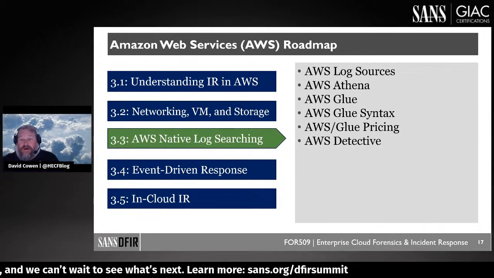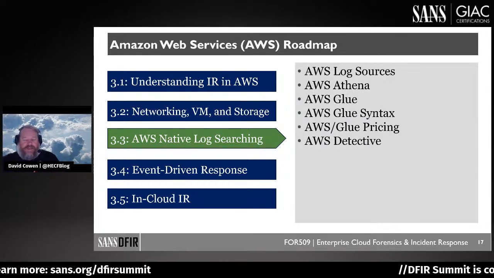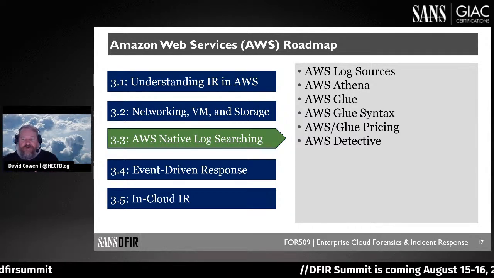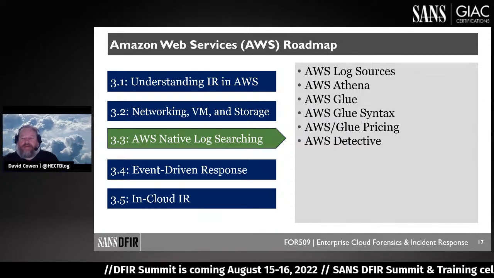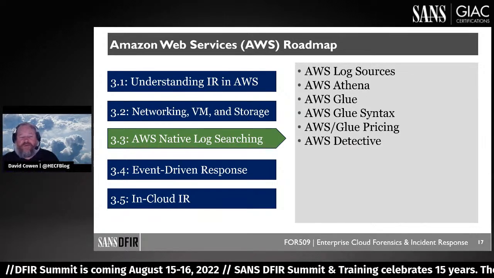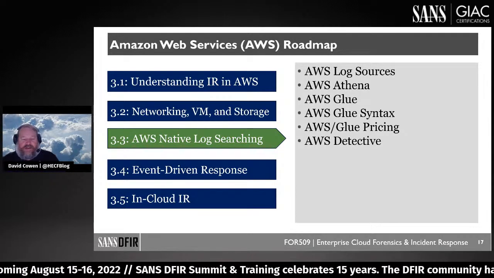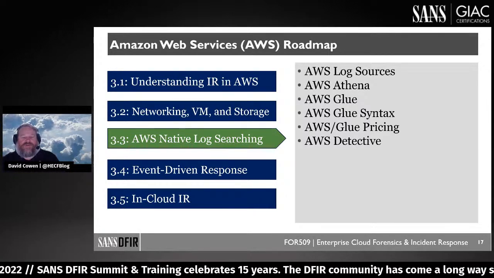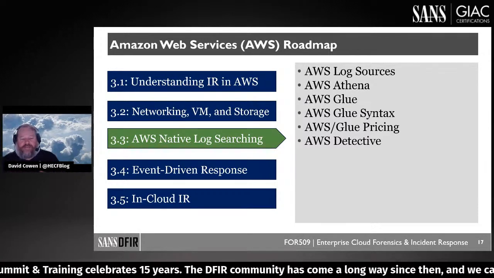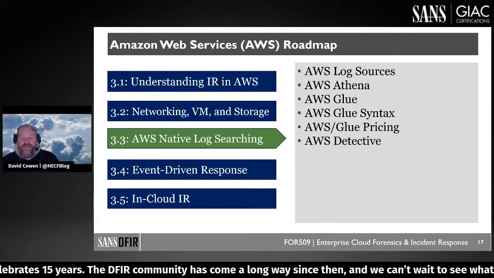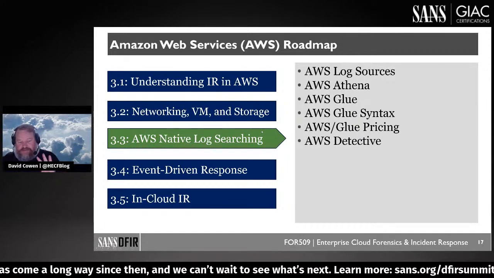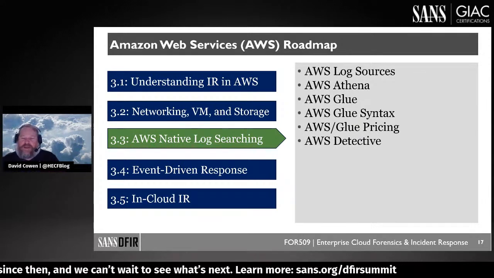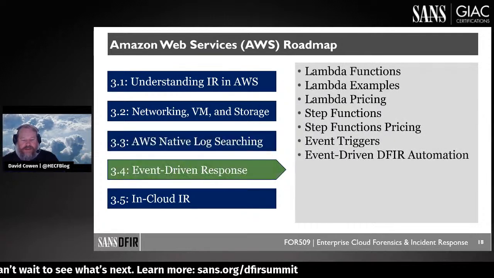We have a whole section on AWS native log searching. So talking about Glue and Athena, breaking down and a refresher of all your AWS log sources, and then talking about AWS Detective. If you've never used Athena before, Athena is a pretty amazing technology from AWS that allows you to search logs and unstructured data in place within an S3 bucket. In future versions of the class, we'll probably be working in some data lakes and some other things, but this is solid. These are the things that I use when I do an AWS investigation.